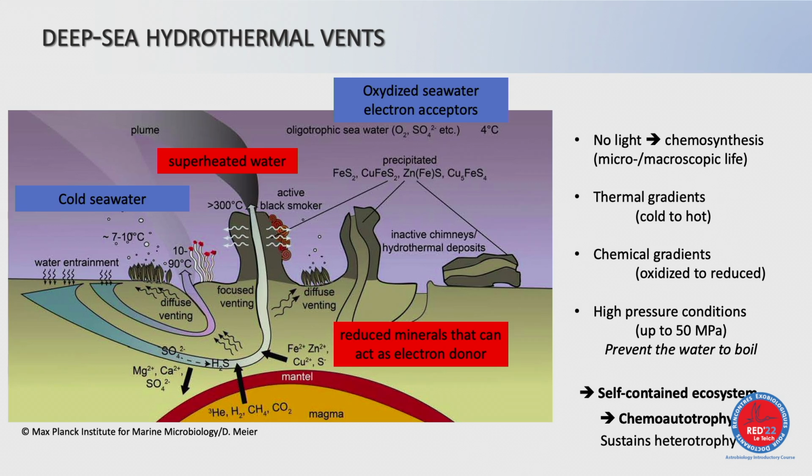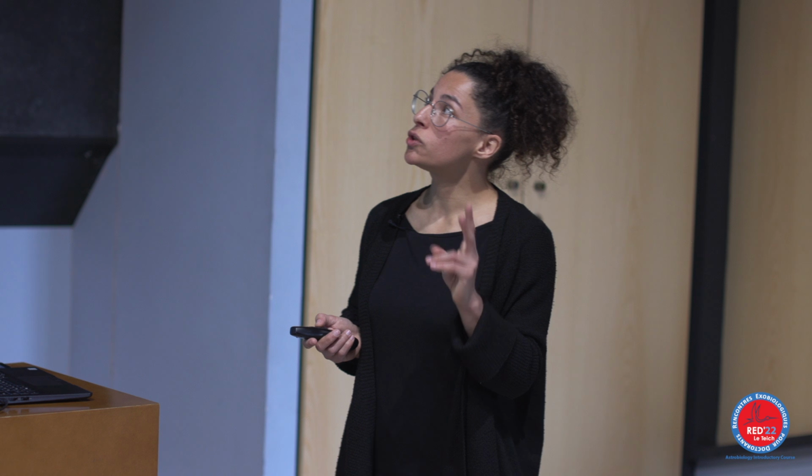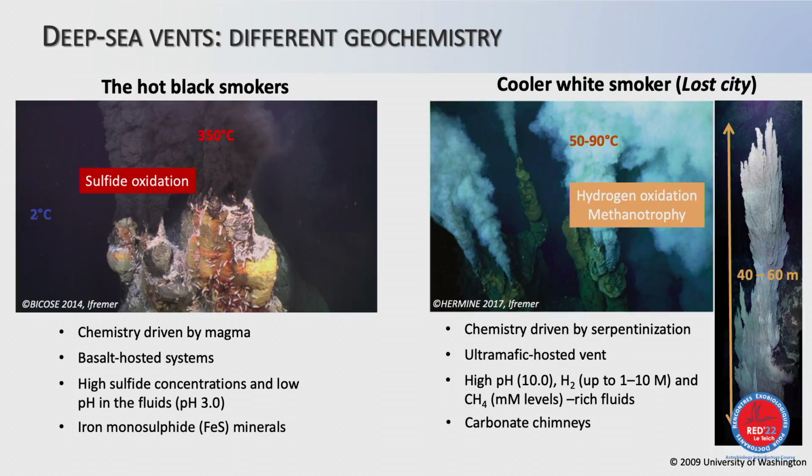So we have two different kinds of deep sea vents. First, the hot black smokers. Those are really, really hot, and you can find acidic fluids. The chemistry here is driven by the magma. These are basalt hosted systems. In those systems, you have high sulfide concentrations, and so the pH is really low, and reduced, and basically you have precipitation of iron monosulfide.